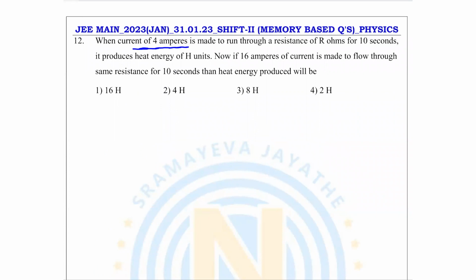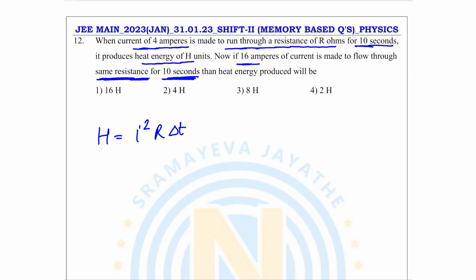When a current of 4 ampere is made to run through a resistance of R ohm for 10 seconds, it produces heat energy H. This is based on Joule's heating. Heat produced in a resistor is I square R times delta T. Now we are changing the current. We are keeping the resistance same and time is also same.